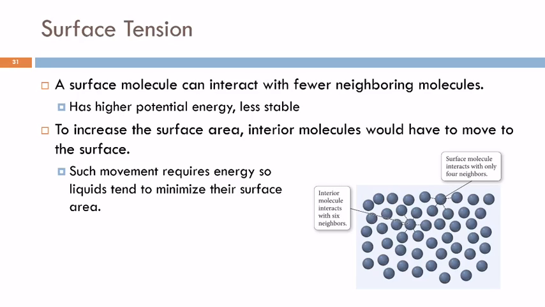If we increase the surface area, if we were to put our hand into the water, that would increase the surface area. If something were to sink through the water, that would be increasing the surface area. Then we have to move more interior molecules to the surface. Because if the surface area is greater, then you must have more molecules here on the surface. Doing that requires energy. And nature tries to do things that minimize energy. So liquids tend to minimize their surface area because it's a lower energy, more stable state. Any questions?